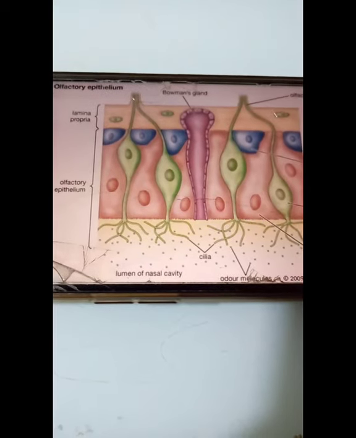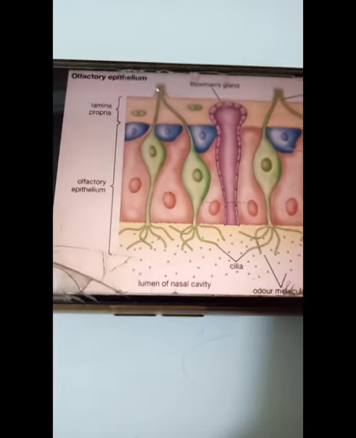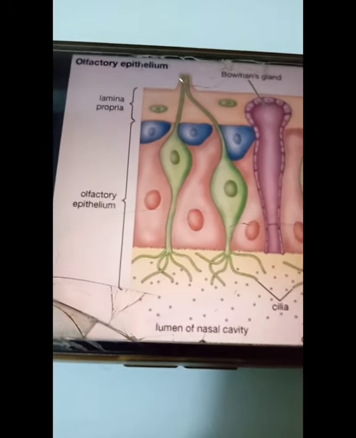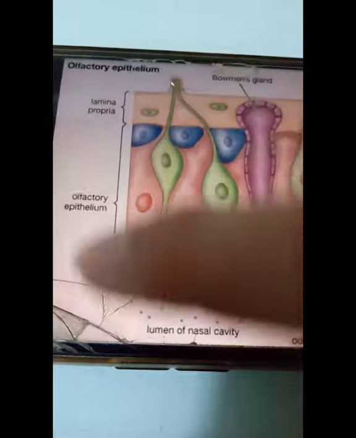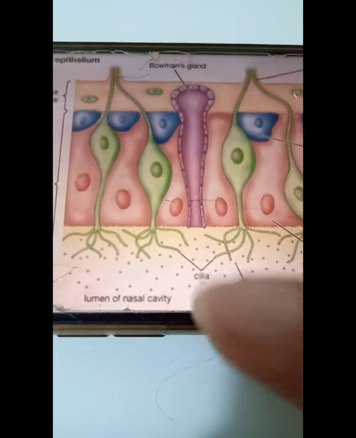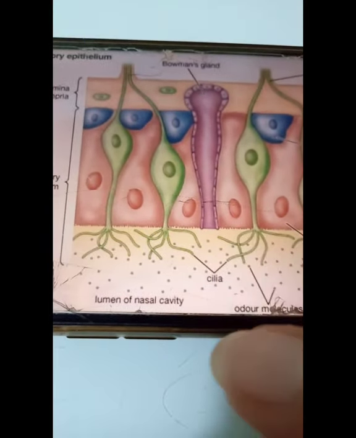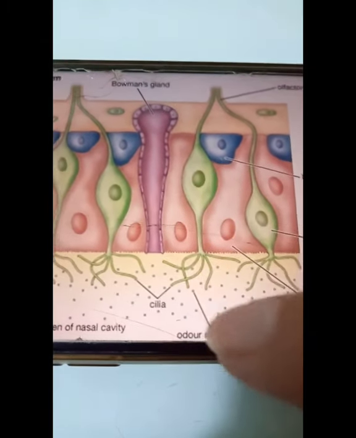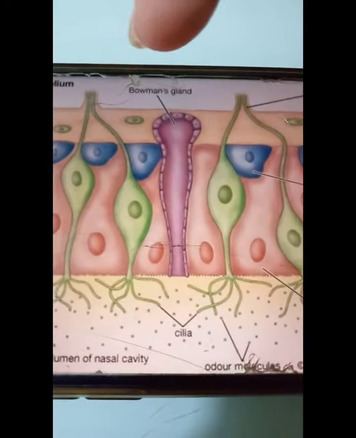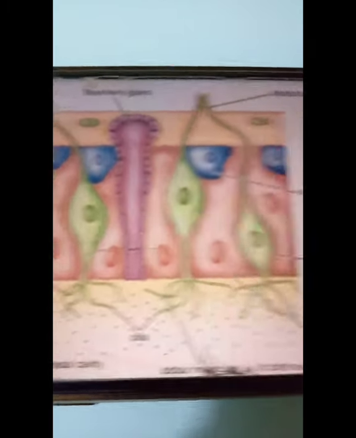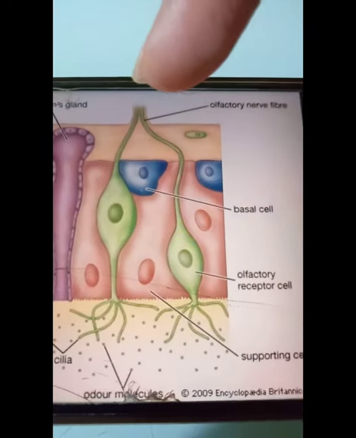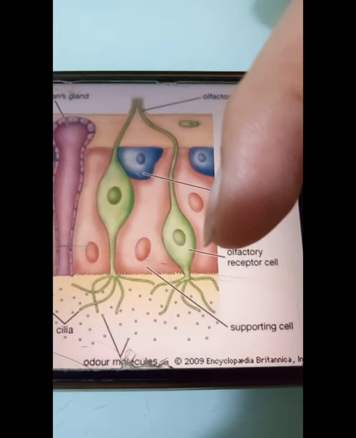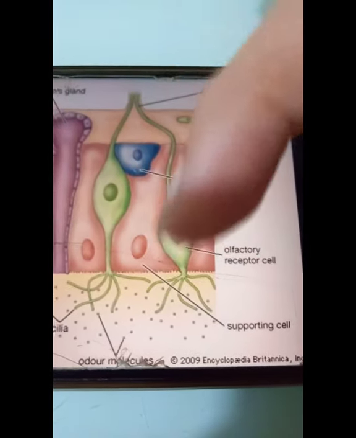Here I will show you the olfactory epithelium. Here is the lamina propria, the olfactory epithelium. Here are the cilia, the lumen of the nasal cavity, odor molecules, Bowman's gland, olfactory nerve fiber, basal cell, olfactory receptor cell, and supporting cell.